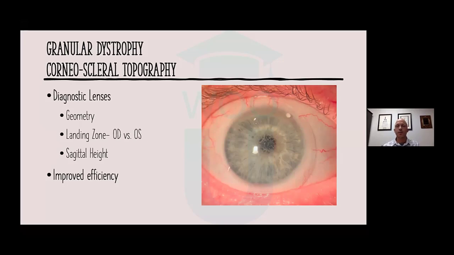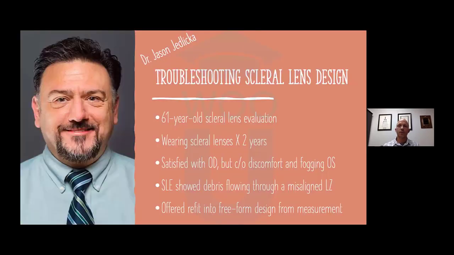And in this case, we were able to determine right away that the landing zones were going to have to be different between the right and left eyes, and then also sagittal height. And ultimately, this improves our efficiency.